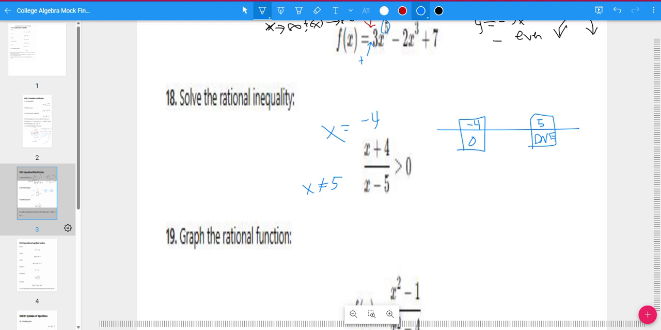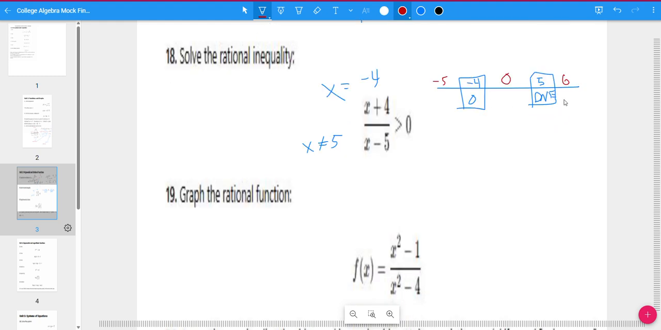So if you plug in values that are before, between, and after, possible values you could plug in would be, let's say -5, 0, and 6. If I plug that in, let me see. Not really trying to solve that out. Give me 1 second. Your sign chart should give you positive, negative, positive, if I'm not mistaken.